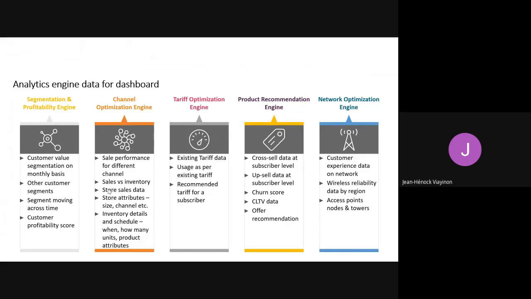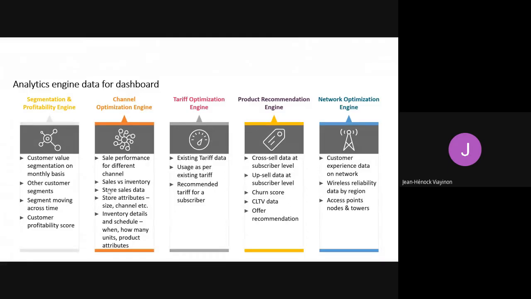And then you will also have the channel optimization engine. The channel optimization engine will show you information about the sales performance for different channels, sales versus inventory, store sales data, store attributes, size, channel, inventory, tiers and schedules. I wanted to share those kinds of things with you because I know it will be useful if you are working with a telecommunication company, for example.